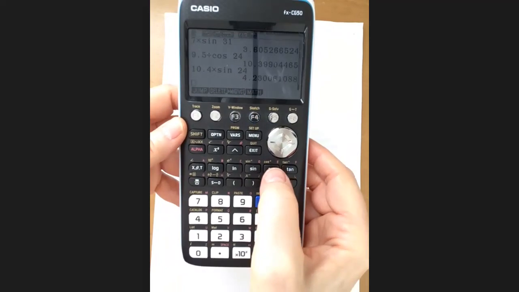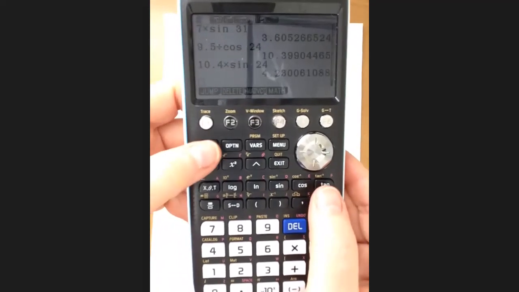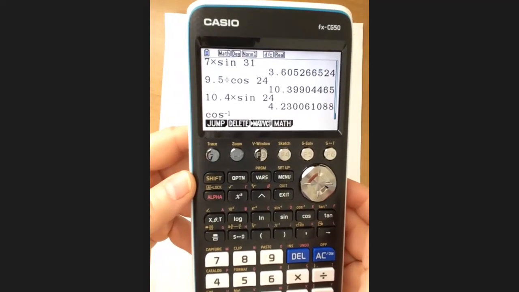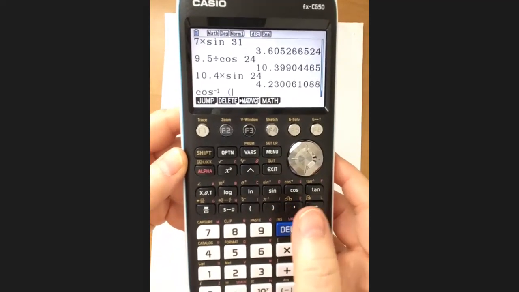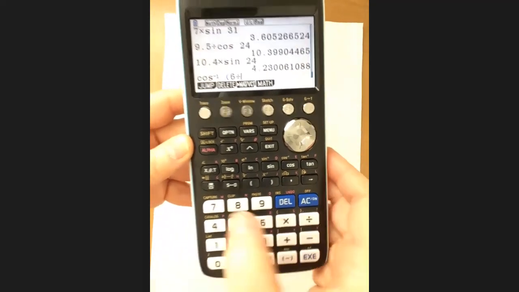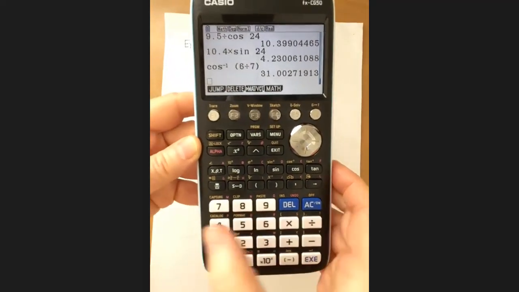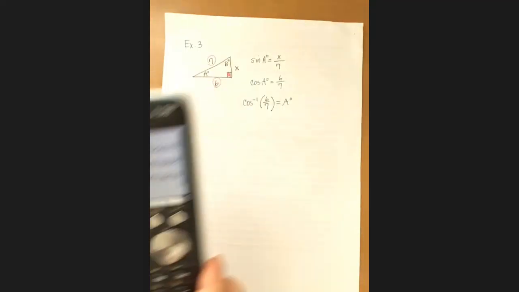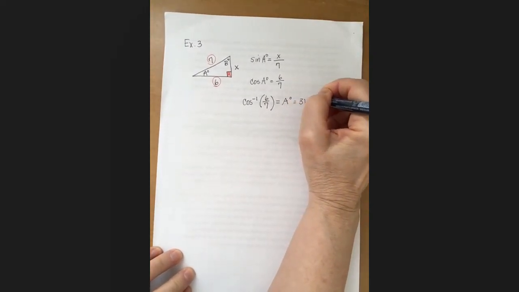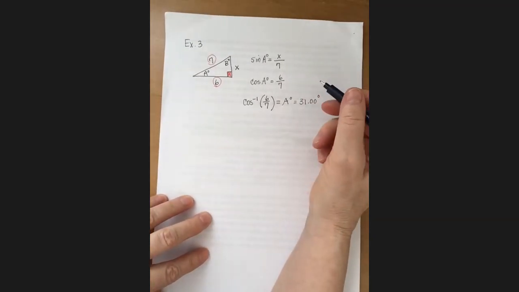So the cosine to the -1 is in yellow above the cosine button. So you press the yellow shift button and then you press cosine, and look, cosine to the -1 appears. I'm going to use parentheses just to make sure that the calculator understands what I'm doing, and put in 6 divided by 7, close parentheses. And when I press execute, it's going to give me the value of that angle, which is 31 degrees exactly. So A equals 31.00 degrees, to follow the convention of 2 decimal places for Saxon.